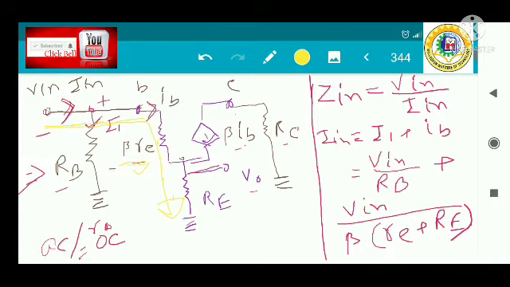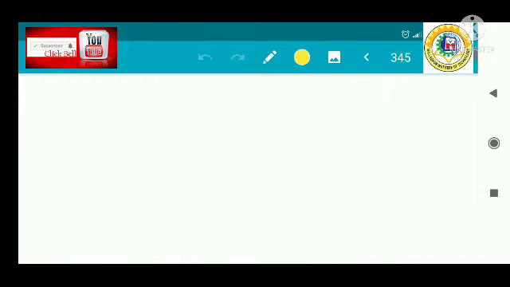plus this current. This current is 1 plus beta into IB, because the emitter current is 1 plus beta into IB. So this current is 1 plus beta into IB, flowing through this. So 1 plus beta into IB into RE. So this is the input voltage. So I am just writing the input voltage equation.